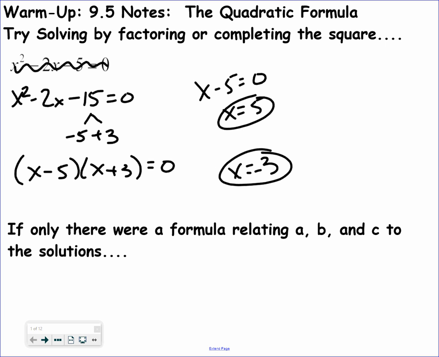Now, let's say I don't like factoring. Let's say factoring isn't one of my favorite chapters. Well, there is another method. There is a formula that we are going to learn that will allow me to solve problems that have an a, a b, and a c.